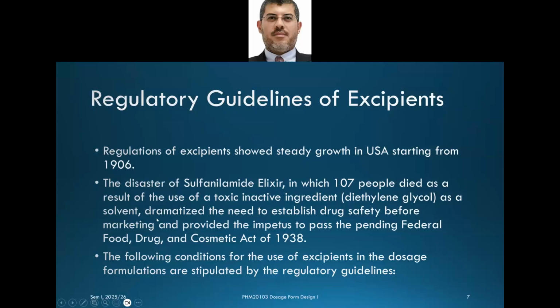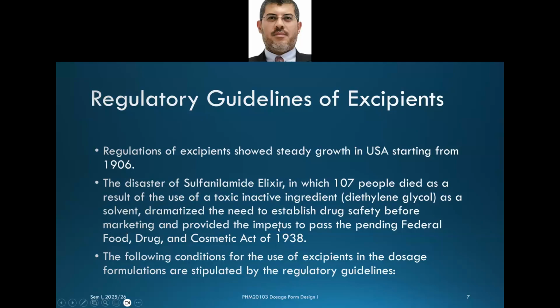So when this accident happened, of course, the media talked about it. A lot of noise was in the society, a lot of demands: how can this happen, why doesn't the government control the industry, why don't they have regulations to prevent such mishaps from happening, and so on. So this incident dramatized the need to establish drug safety before marketing. Now they understood that enough studies must be performed to prove the safety of the formulation before it is allowed to enter the market.